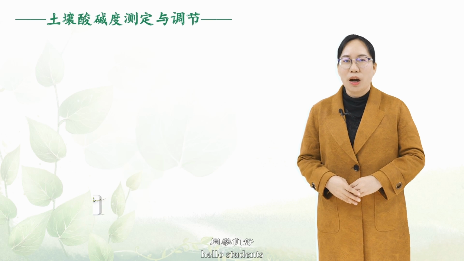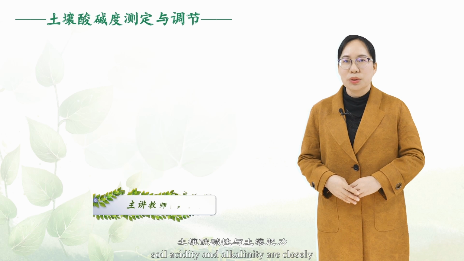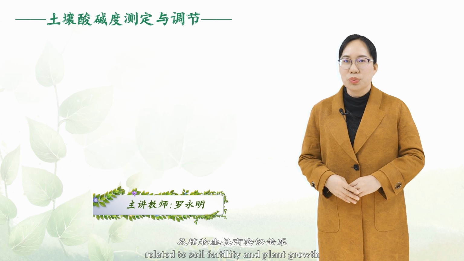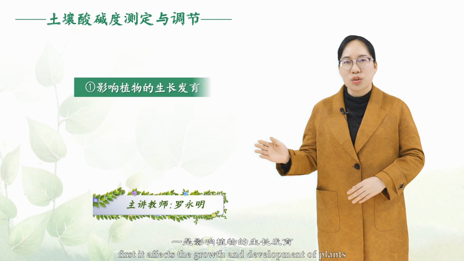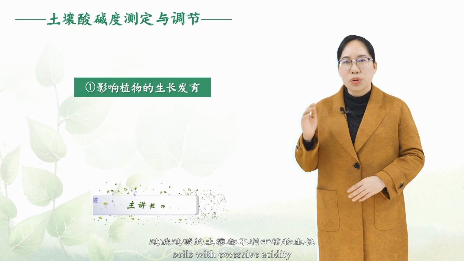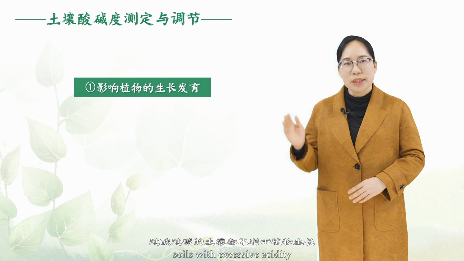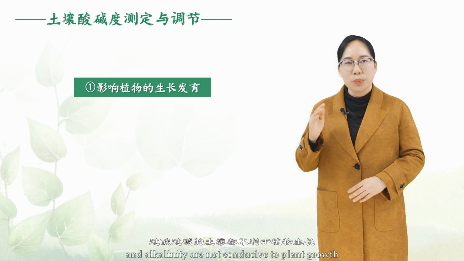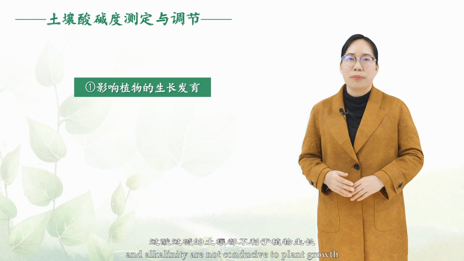Hello students, soil acidity and alkalinity are closely related to soil fertility and plant growth. First, it affects the growth and development of plants. Soils with excessive acidity and alkalinity are not conducive to plant growth.